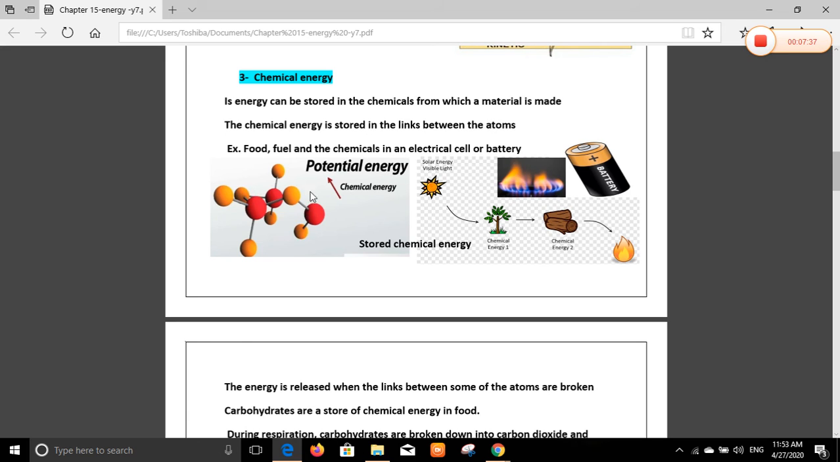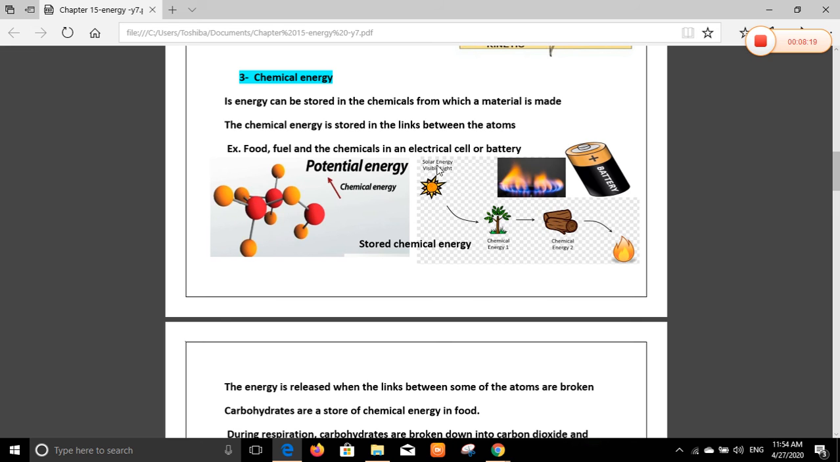Food, fuel, and the chemicals in the electrical cell or battery. Look at this formula. How many links? A lot. Each link stores chemical energy. This chemical energy can be changed to other forms of energy. This is a form of potential energy because it is stored between the atoms. Also, the fuel.